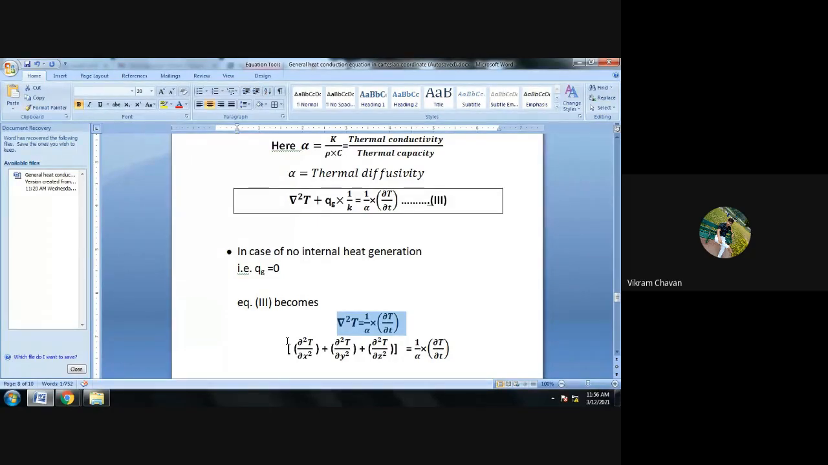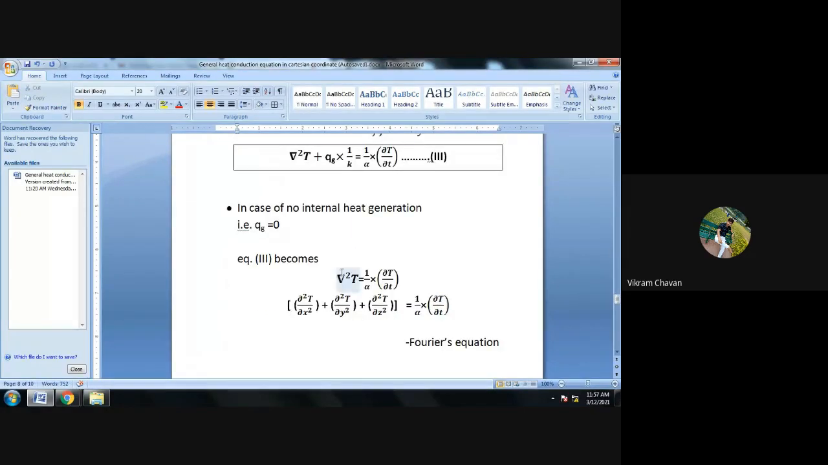Okay, getting everyone? If that particular element does not generate the heat, in that case, how we have to modify the general heat conduction equation. In that case, q suffix g is equal to 0, and we have to put 0 instead of q suffix g in the equation, and modify the equation if internal heat generation is not there for the element, or for the material.